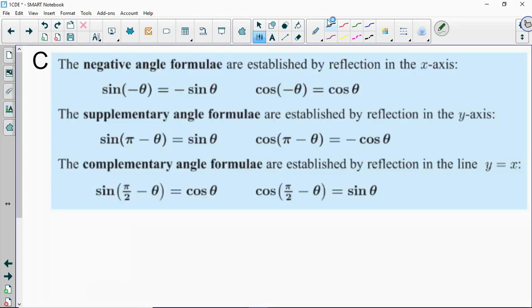So section C starts off with three different pairs of formulas, and they're using the Latin pluralization of formula there for whatever reason. It doesn't matter. Anyway, so we have the negative angle formulas. So we're putting in negative theta instead of theta. We've got the supplementary angle formulas because we're subtracting theta from pi or 180 degrees. And then we have the complementary angle formulas there.